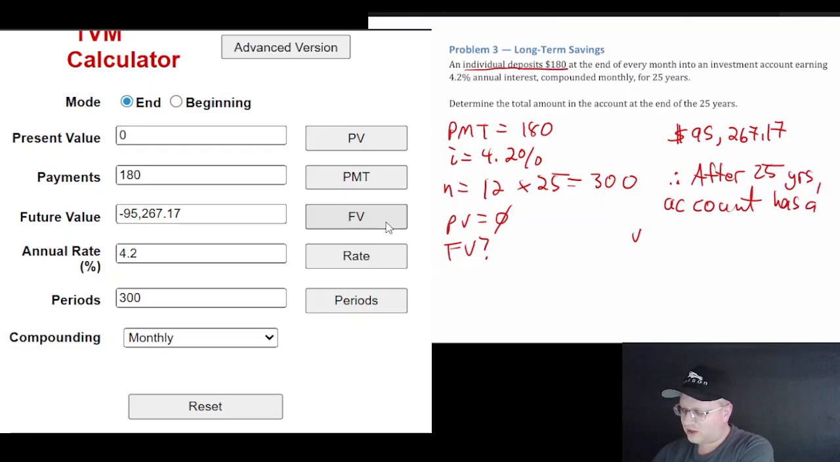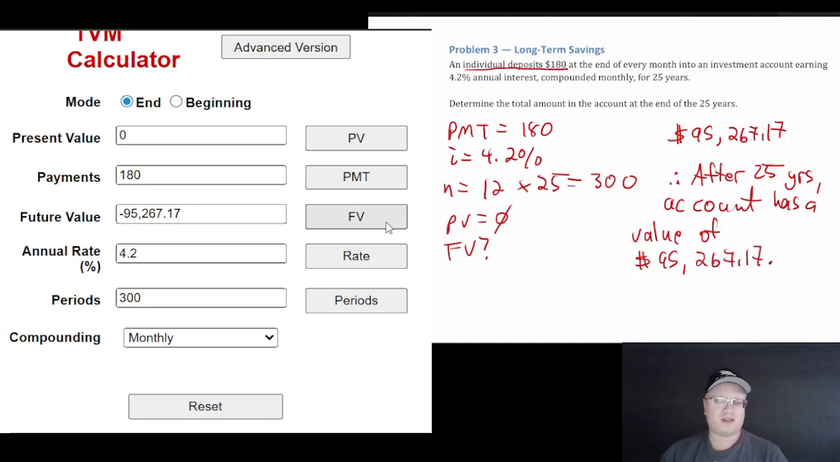has a value of $95,267.17. If you have any further questions about annuities, about using the TVM solver, please let me know, and I will be happy to respond and help you out.